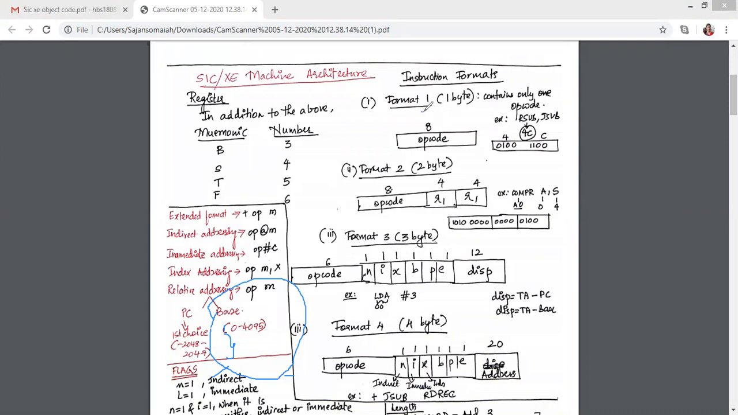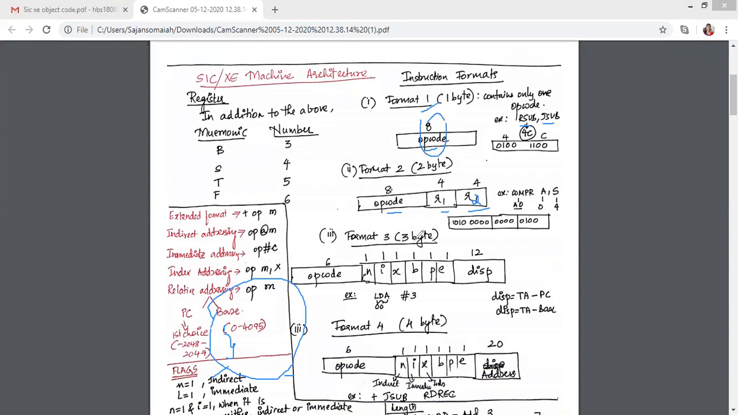As the name says, format 1 is 1 byte. These are used for instructions which have just the opcode without any operands, for example RSUB and JSUB. You have to just include the opcode here in 8 bits. Now format 2, which is 2 byte, which is 2 into 8, which is 16 bits. If you have instructions with 2 operands as registers, R1 and R2, then you'll have to use format 2. This also means the length of these kinds of instructions is 2 bytes.